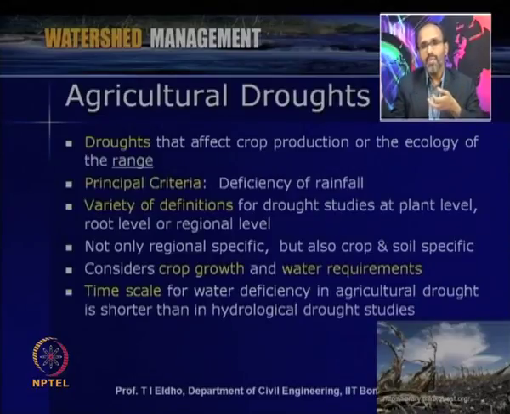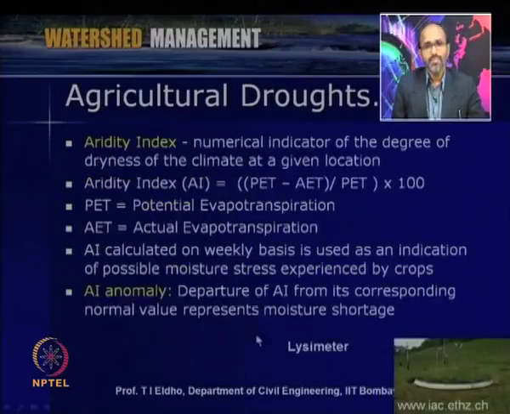the crops mainly depend upon the soil moisture available, and if there is no irrigation, then we have to see how much water is available, and with respect to the soil moisture available, how the crop growth is affected. So, this is with respect to the time scale for water efficiency in agricultural drought. This may be for shorter periods compared to the hydrological or meteorological drought studies.